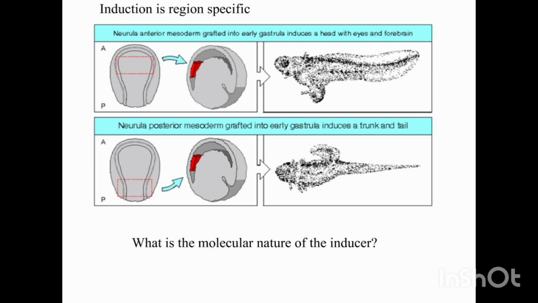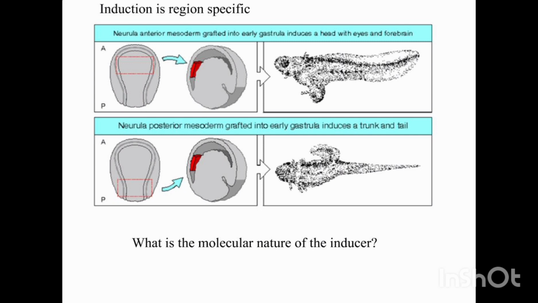The first diagram shows the neurula anterior mesoderm grafted into an early gastrula, which induces a head with eyes and forebrain. The second diagram shows the neurula posterior mesoderm grafted into a gastrula, which induces a trunk and tail. Do you know what the molecular name of the inducer is?